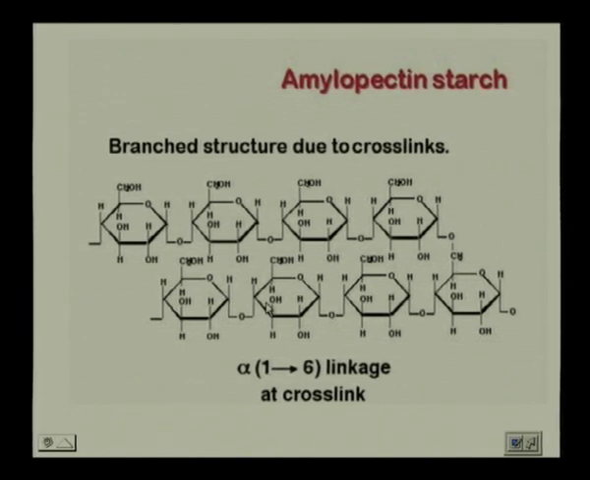No, that is not the cross link. Where is the cross link? The alpha 1,6 linkage is supposed to be at the cross link. So, where will be my cross link? It will be this. This is the 6, right? That is the 6th one.